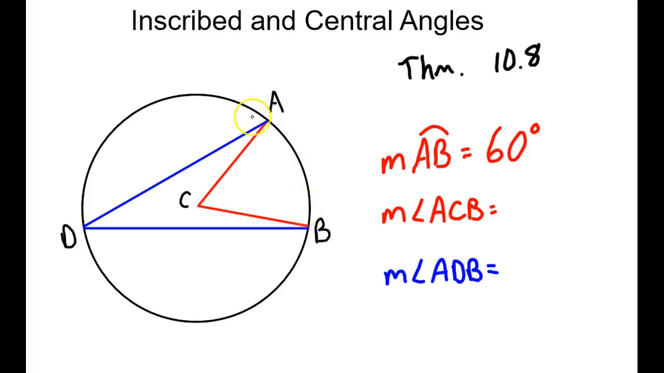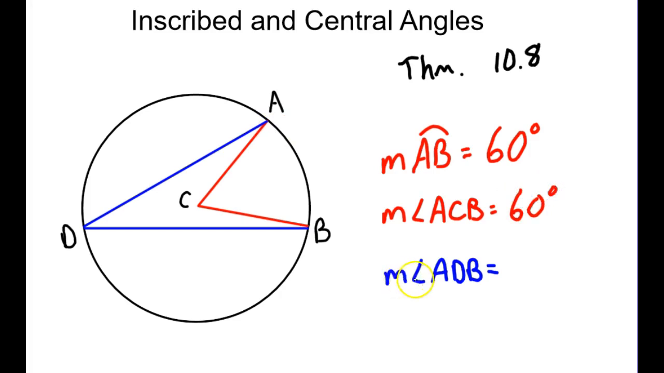If we know the measure of arc AB is equal to 60 degrees, we want to find the measures of those two angles. So first, if we're trying to find the measure of angle ACB, that is a central angle. So the central angle is going to be congruent to the arc it intercepts. So that angle will be 60 degrees as well.